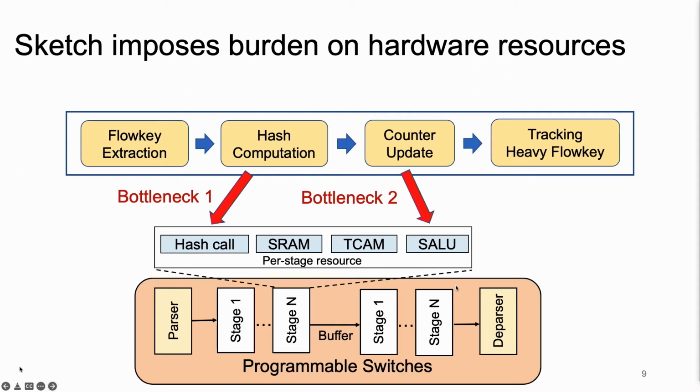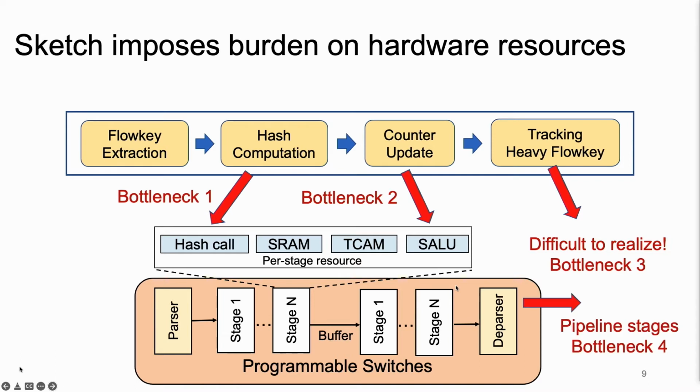Because sketches need many hash computations and many counter updates, these two resources, hash calls and SALUs, will become bottlenecks. And also, it is difficult to implement tracking heavy flow keys in the switch data plane because a heap data structure is too complex to realize in this pipeline stage architecture. Thus, resources for tracking heavy flow keys are another bottleneck. And finally, the number of pipeline stages is also a bottleneck because some sketches have long dependencies in their P4 program, and they cannot fit into this pipeline stage architecture.